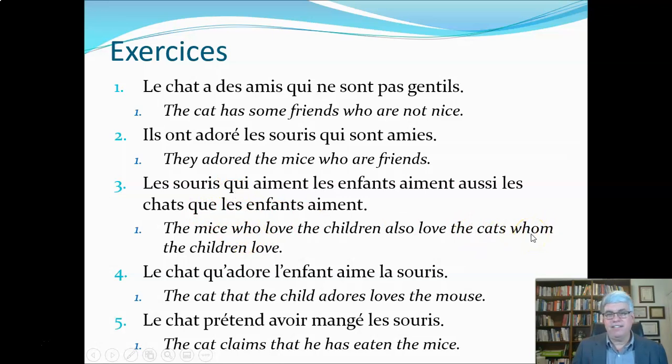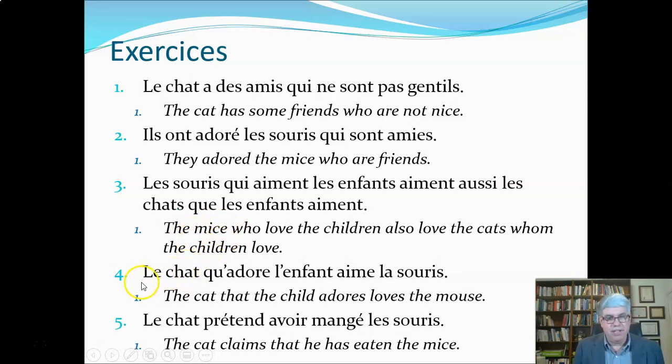Now that's assuming a personification of the mice and the cats, which is completely acceptable in this class, but in other contexts you might not want to do that. And then you would translate it as the mice that love the children also love the cats that the children love. That would make it, you would have less personification of the animals here.